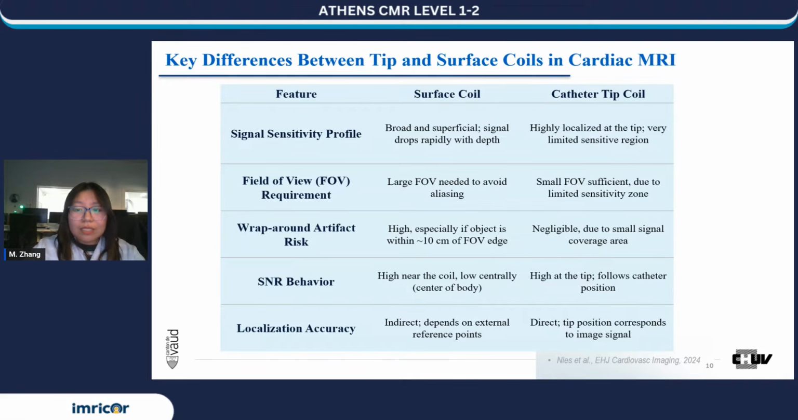Here we clearly see the difference. On the left, using a surface coil, signal outside the field of view folds back in, causing wraparound. On the right, the tip coil imaging avoids this entirely, despite a small field of view, because the sensitivity region is localized. This demonstrates how tip coils eliminate one of the key limitations of external coil-based imaging.